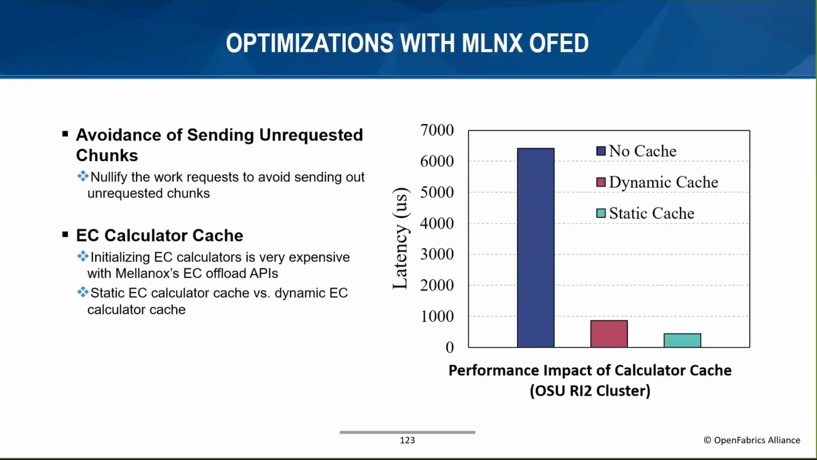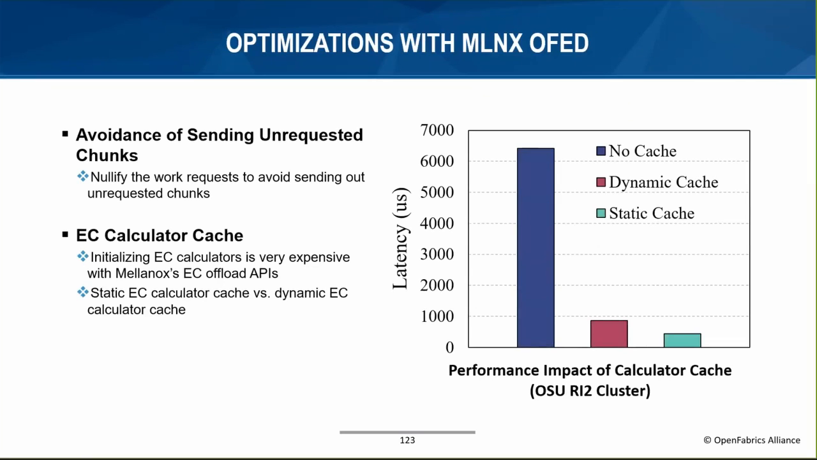Another interesting thing is we see optimization opportunities within the MLNX OFED currently. For instance, based on current APIs available in the OFED, there's probably some possible overhead if you don't implement it carefully. So for instance, we should try to avoid the sending of unrequested chunks. In this way, you can save some bandwidth and get better performance.